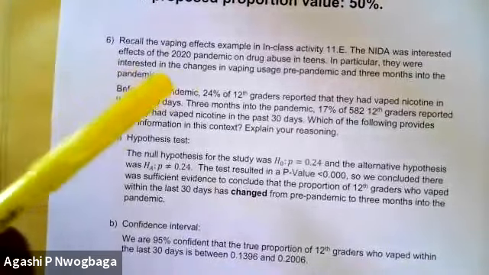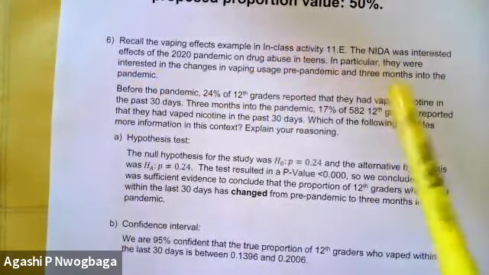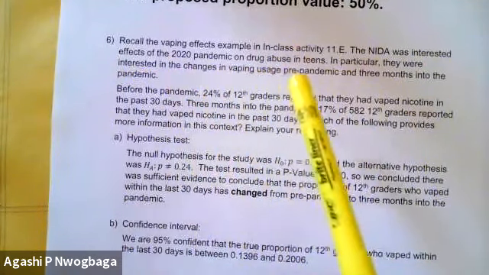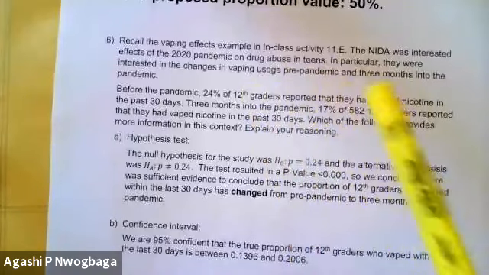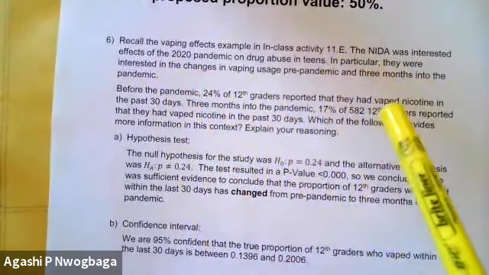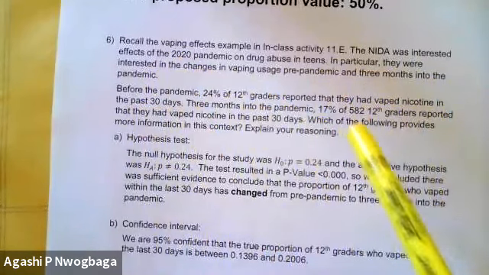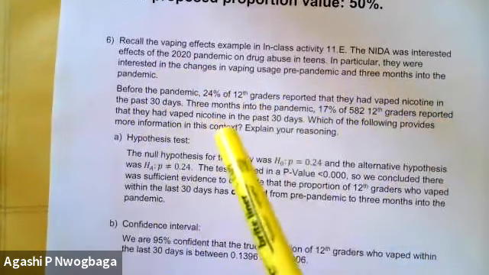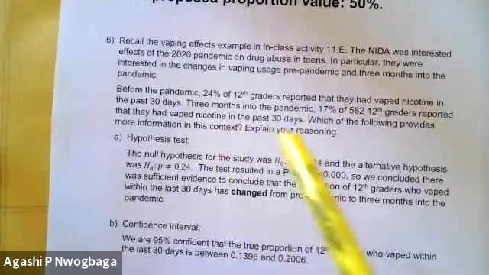Six, recall the vaping example in in-class activity 11E. The NIDA was interested in the effects of the 2020 pandemic on drug abuse in teens. In particular, they were interested in the changes in vaping usage pre-pandemic and 3 months into the pandemic. Before the pandemic, 24% of 12th graders reported that they had vaped nicotine in the past 30 days. 3 months into the pandemic, 17% of 582 12th graders reported that they had vaped nicotine in the past 30 days. Which of the following provides more information in this context? Explain your reasoning.